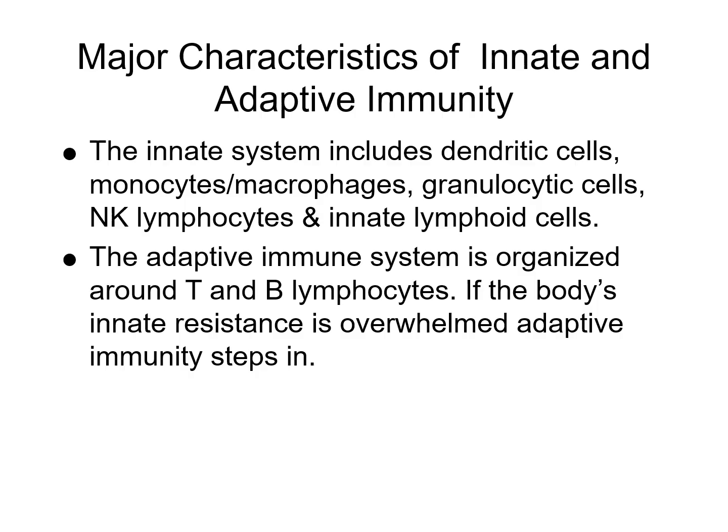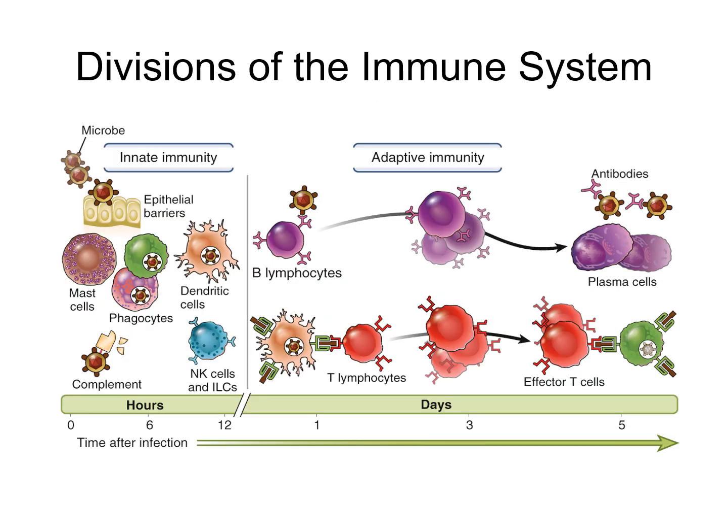For the adaptive immune system, you have it organized basically around your T and B lymphocytes. As mentioned before, the function of your T cells is to mediate cellular immunity and regulate immune responses, whereas your B cells will produce antibodies for humoral immunity. The adaptive immune system becomes essential if innate immunity is overwhelmed, providing specific and long-lasting protection. Just a picture showing you the divisions of the immune system.